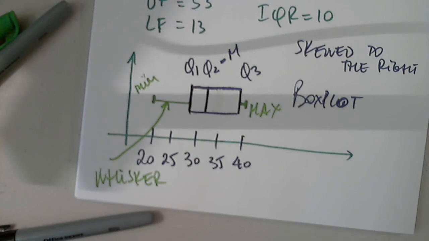28, 29 is correct. 30 is correct. 32 is correct. 33 is correct. 34 is correct. 36 is correct. But then I missed my 39, 36. No, I missed 38 as well. 38, 39, 40, and 40.